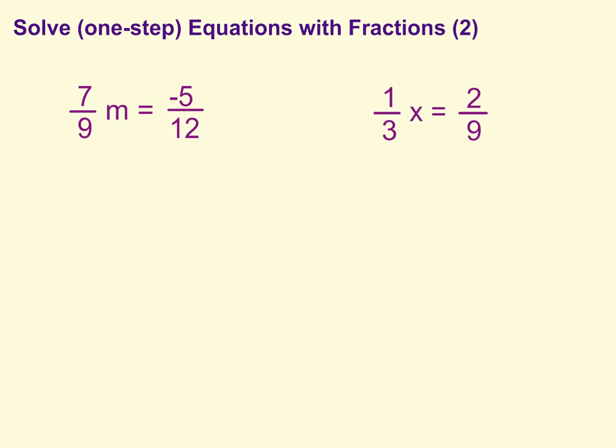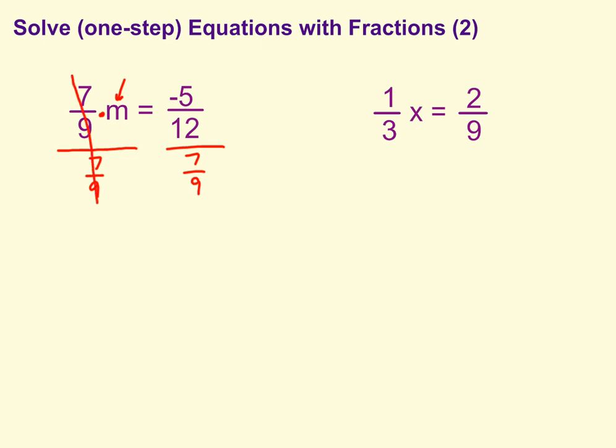So our first example, 7 over 9 times m equals negative 5 over 12. The thing you want to focus on is, here's your variable, here's our m, and what operation is happening between your variable and the fraction. This is multiplication. So m is being multiplied by 7 over 9. We want to do the opposite of that. Opposite of multiply is divide. So I'm going to divide by 7 over 9 on both sides.